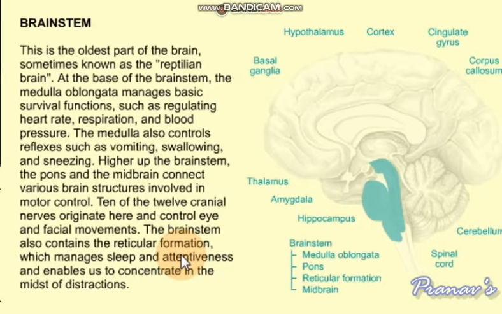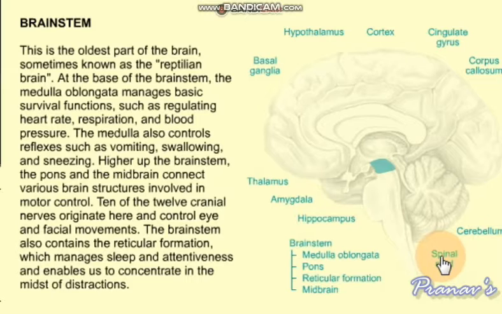Higher up the brainstem, the pons and the midbrain connect various brain structures involved in motor control. 10 of the 12 cranial nerves originate here and control eye and facial movements. Cranial nerves means the nerves which originate from the cranium. The brainstem also contains the reticular formation, which manages sleep and attentiveness and enables us to concentrate in the midst of distraction. You can see the different parts of the brainstem. This one is the medulla oblongata, then we have the pons, the reticular formation, and the midbrain. These are all parts of the brainstem, also known as the reptilian brain.